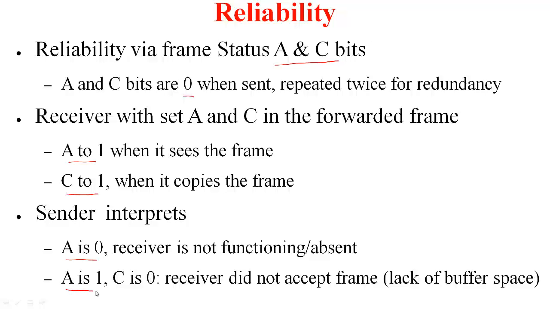But if it sees A as 1 and C as 0, it knows that the receiver was present but it could not take the frame, maybe because it did not have enough buffer space. In this case, it will retry later. Now you understand why a frame is removed by the sender and not the receiver, because this will facilitate the reliability, as well as priority, which will be facilitated only when the sender removes the particular frame and not the receiver.